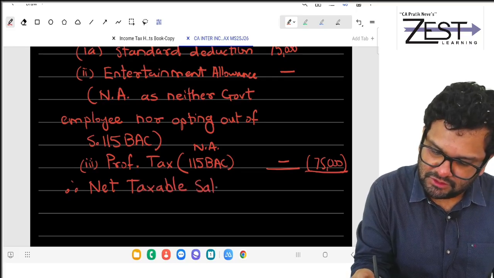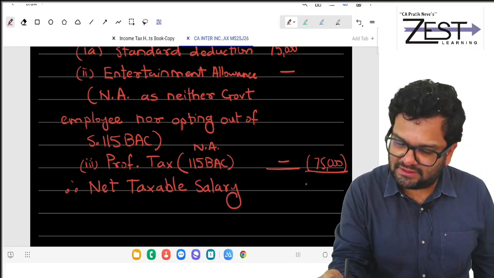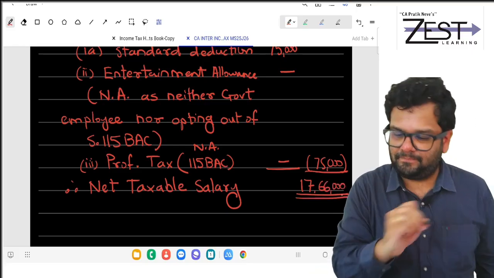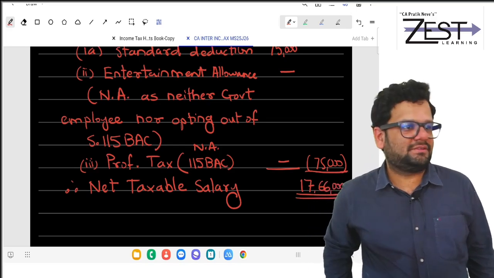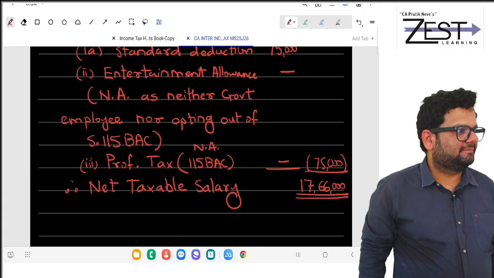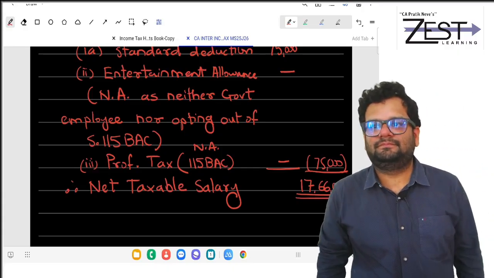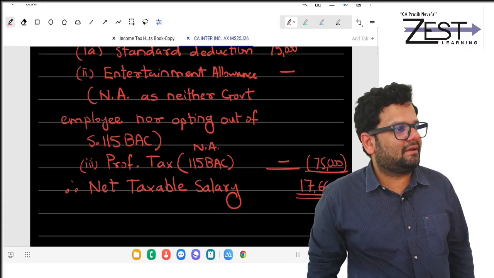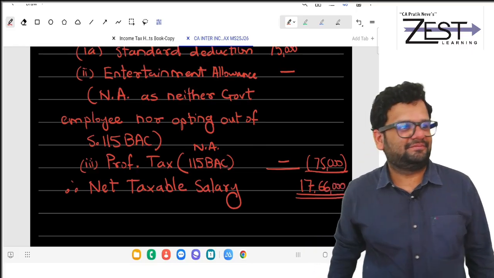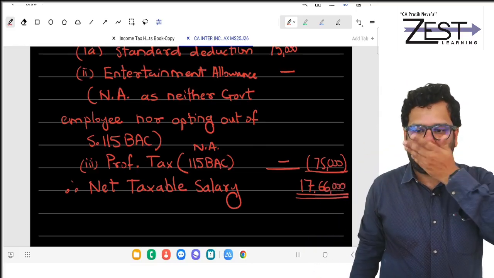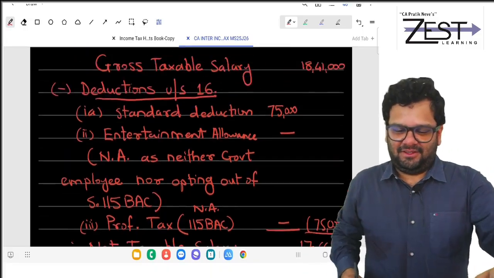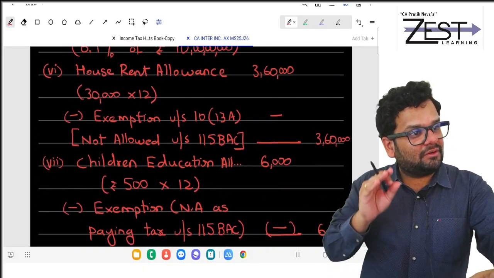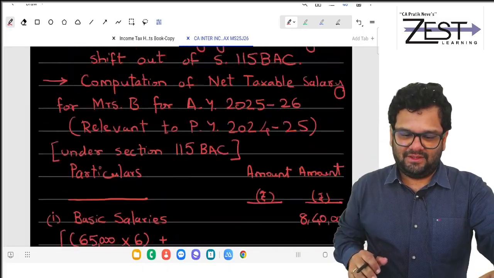Check whether your net taxable salary is 17 lakh 66,000. If all of you are getting this, then it is correct. Did you all get 17 lakh 66,000? So far, so good. So this is when you are paying tax in 115BAC. That is the default regime.